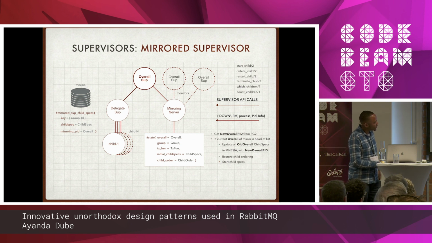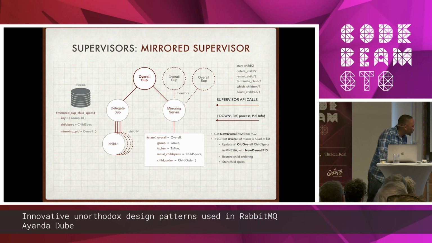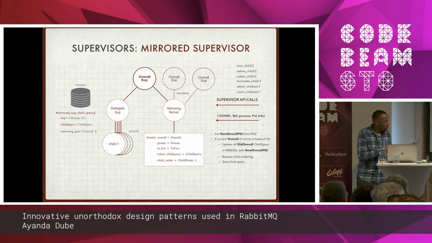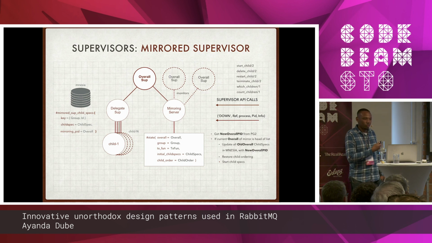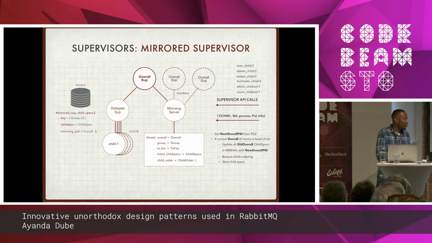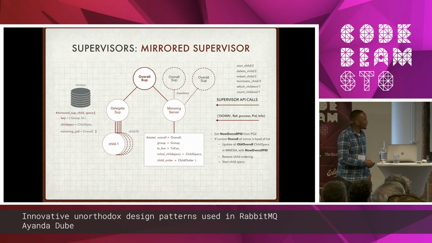Then, if a down message was received, let's say one of the overall supervisors had terminated, the new overall supervisor PID on another node would take over supervising the existing child processes. So they'll be restarted. So that's how mirrored supervisors work.